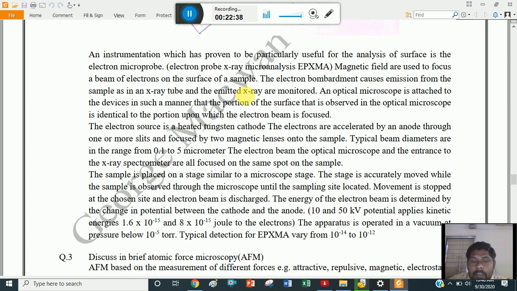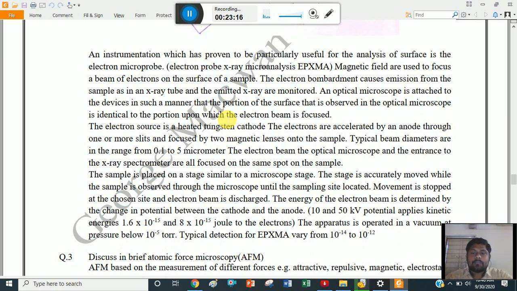The X-ray microanalysis technique has an optical microscope attached in such a manner that the portion of the surface observed in the optical microscope is identical to the portion upon which the electron beam is focused. For example, if the beam of electrons is focused here, then the optical microscope is set here, to monitor what happens on the surface of the sample.